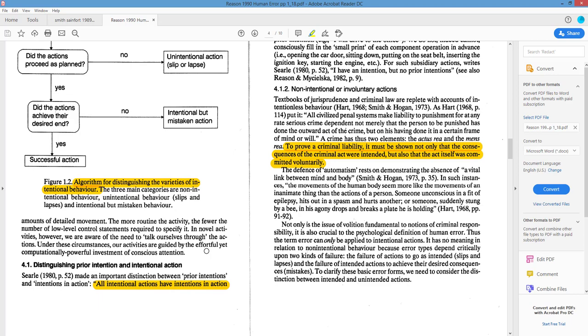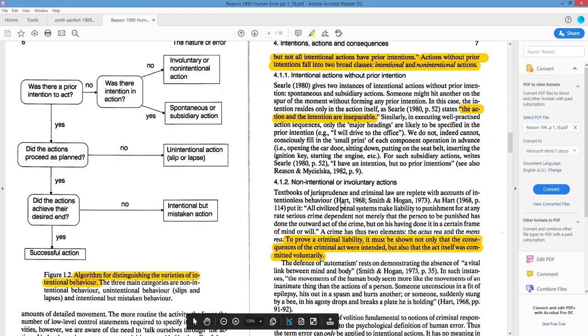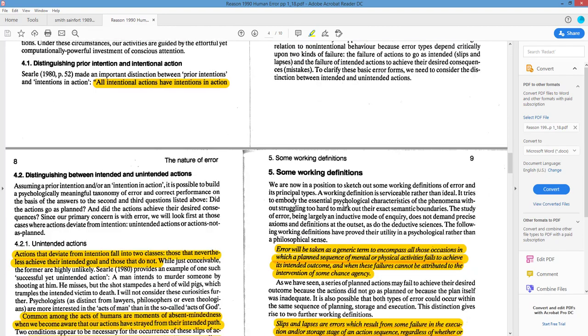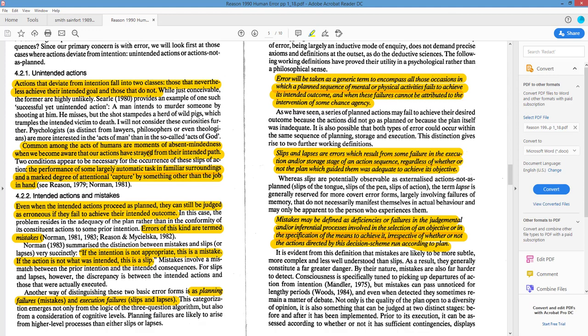An error results in something that's undesired. It comes up the idea of intentional versus non-intentional. I think it's represented there in that figure a little bit better than having to read it all. He gives some interesting examples, gets into criminology. Let's see. What does he say here? That error will be taken as a generic term to encompass all those occasions in which a planned sequence of mental and physical activities fails to achieve its intended outcome, and when these failures cannot be attributed to the intervention of some chance agency. So it wasn't purely by chance.